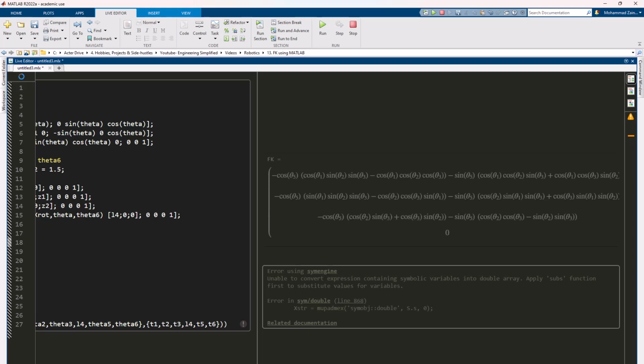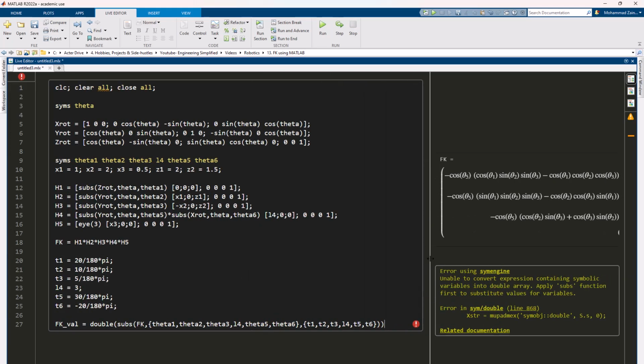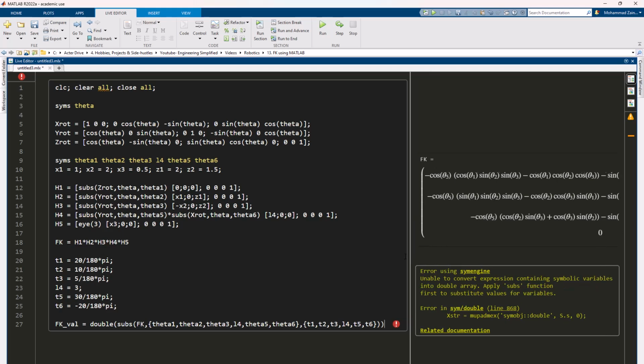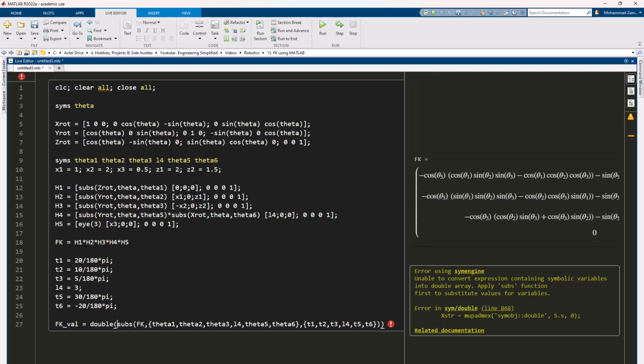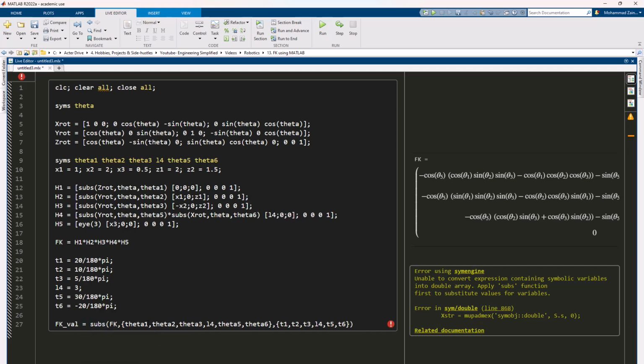I know it is taking a bit of time, but the thing is, you only do the forward kinematics once, and then once you have the results, you just substitute the values and you get the answer. Okay, there is some issue with my code. Let me see where the issue is. So this should be okay. Substituting this should give me this. Okay, does this work?